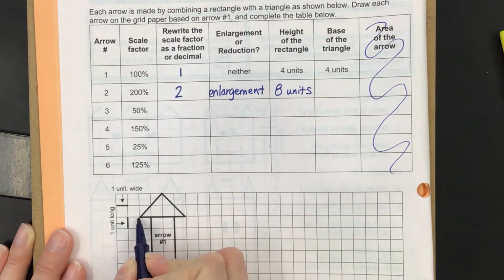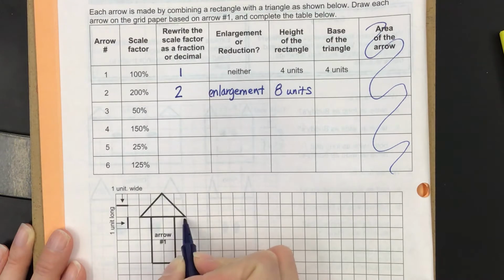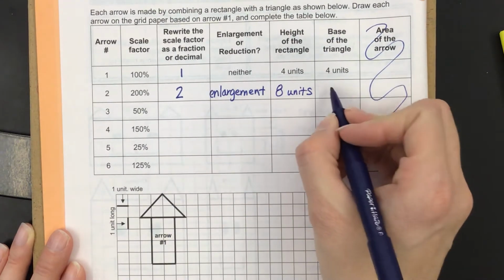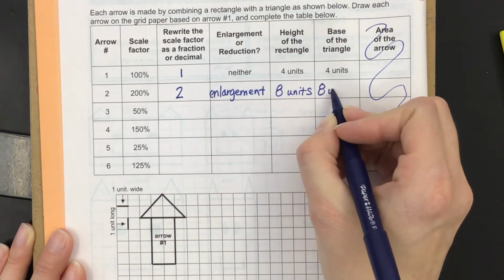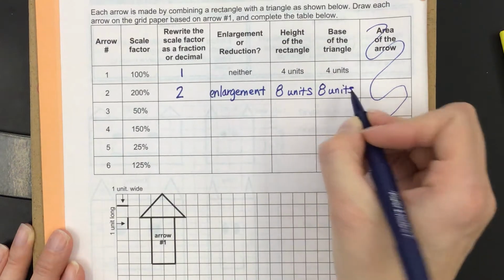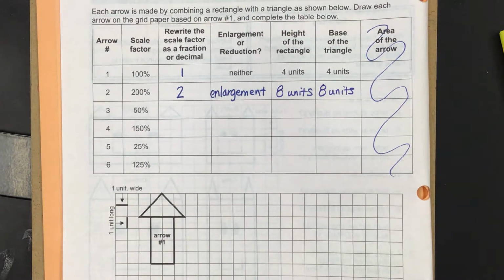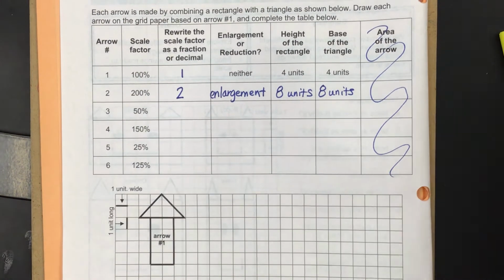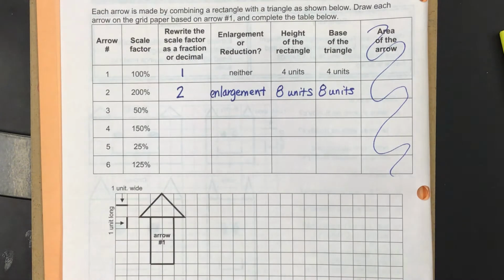And you see the base of the triangle here is also 4 units. If we multiply by a scale factor of 2, this is going to be 8 units. Now's the fun part. We get to draw it. Okay. Well, some people might not think it's fun. I think it's fun.